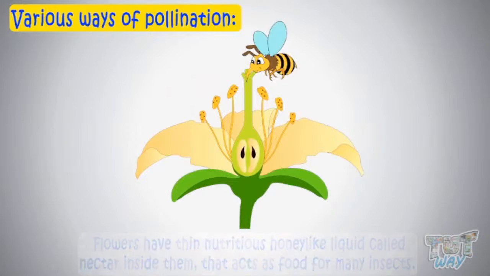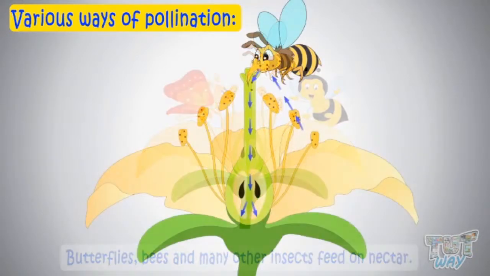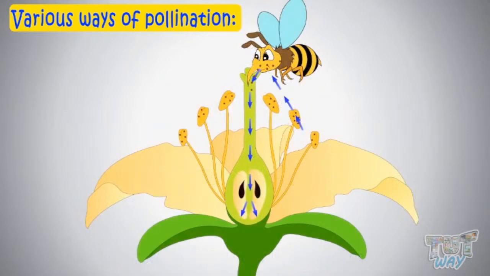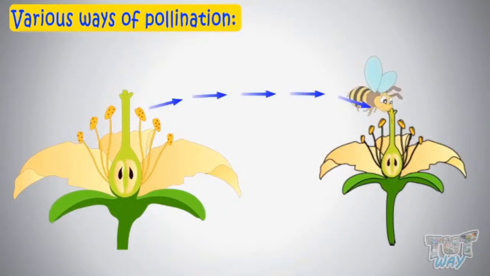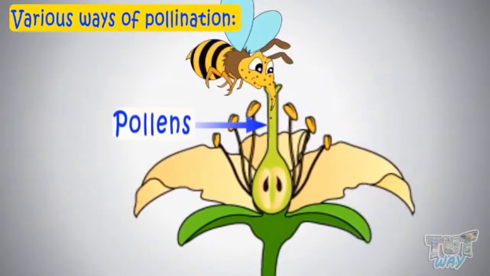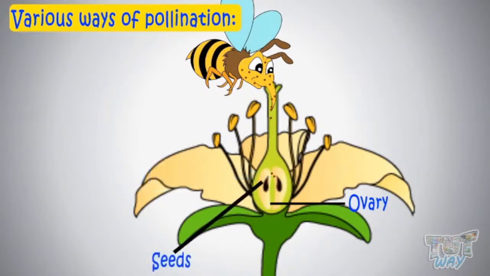Some insects feed on the nectar present in the flower. While doing so, the pollens from the anther get attached to the body of the insects, and when these insects visit another flower for nectar, pollens get to the sticky top of the pistil and go down through the style, reaching the ovules of the ovary, which then results in fertilization. And the ovules then form seeds.